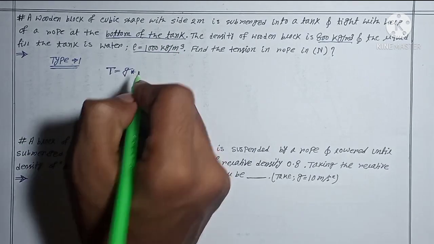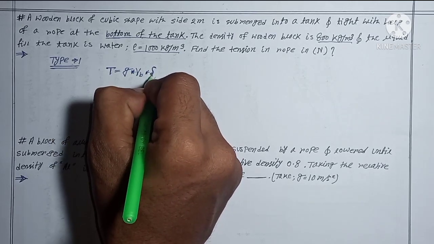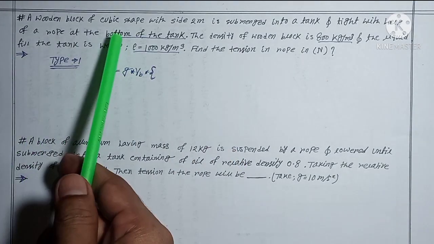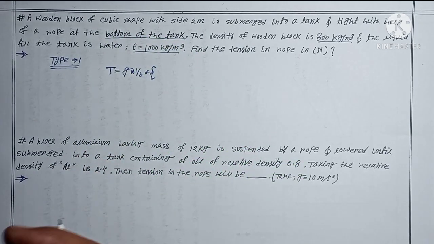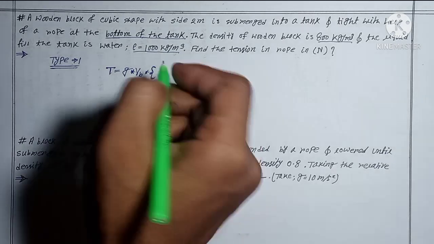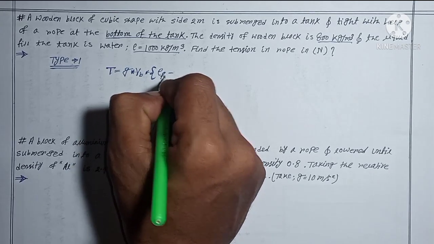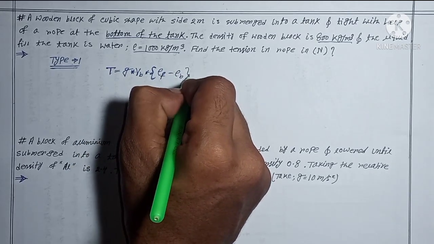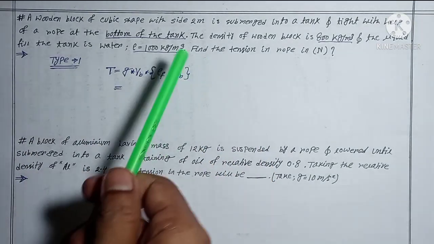In the totally submerged case, the volume we can also take common. Now this is the case where the rope is attached at the bottom of the tank, which means the body tries to go upward. When the body tries to go upward, when the density of the body is lesser than that of the density of the liquid, we have to subtract the lesser one from the greater one. So this is basically the formula we have to apply in this question.